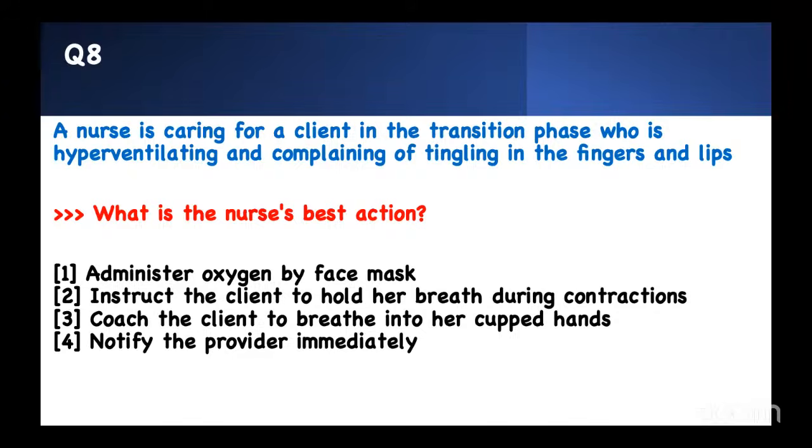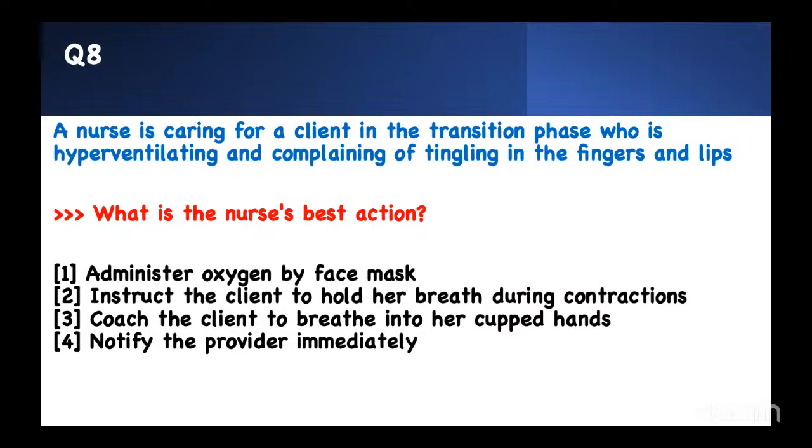First is transition phase. What do you think mommy's actions will be in the transition phase? Second, I told you the patient is hyperventilating, right? And is complaining about what? Tingling in the fingers and lips. Those are the buzzwords to use to answer the question. What would you do? Think about it. What would you do in this situation? Transition phase, hyperventilating, tingling in the fingers and the lips.